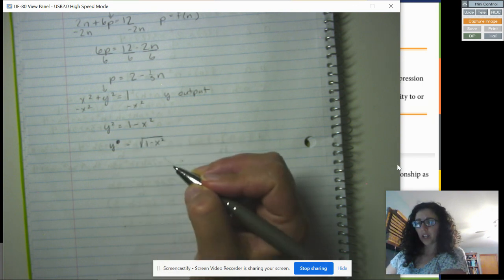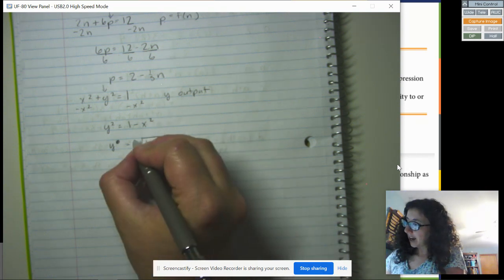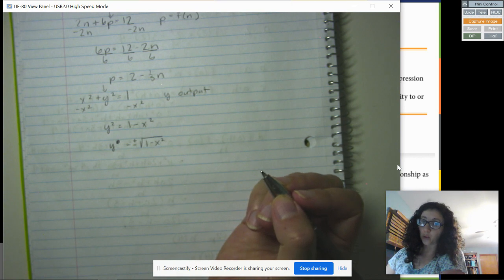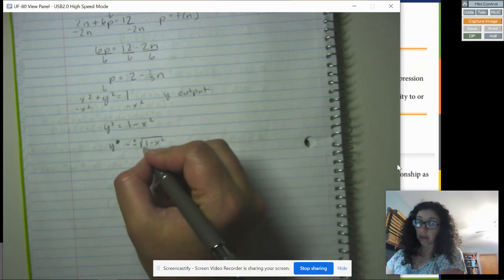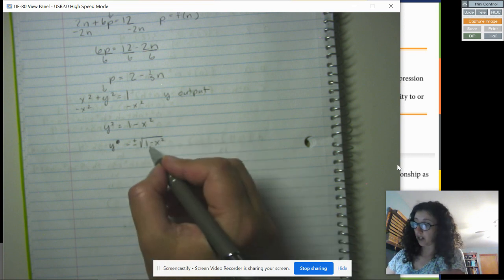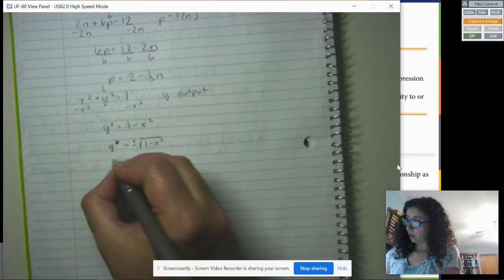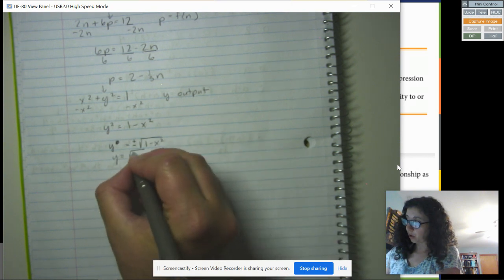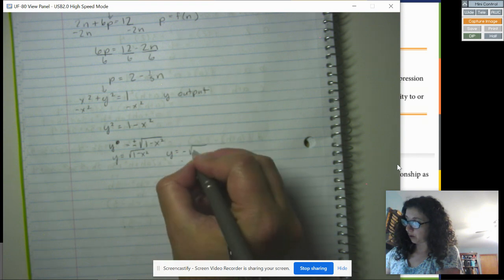Is that the only answer? This is a trick one. It's actually plus or minus, right? When we take a square root, we get both roots. We get plus or minus. So this has two solutions. y equals the square root of 1 minus x squared, and y equals minus the square root of 1 minus x squared.